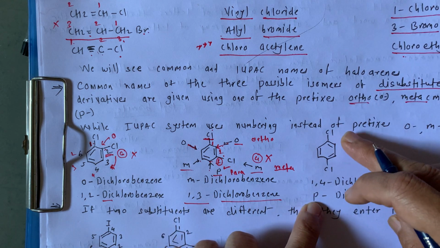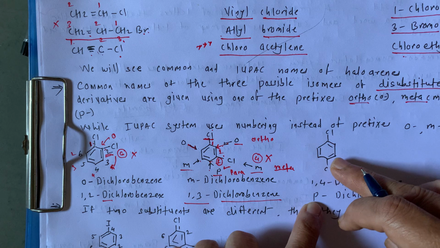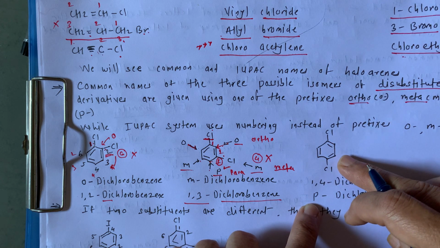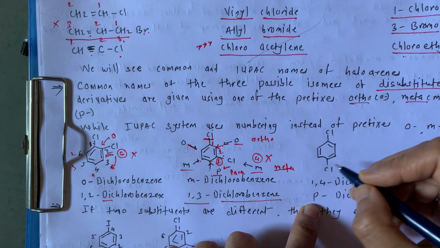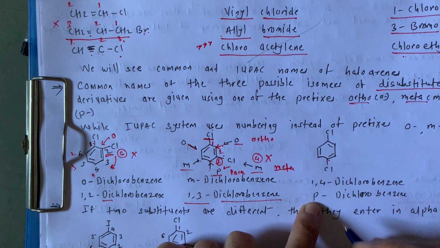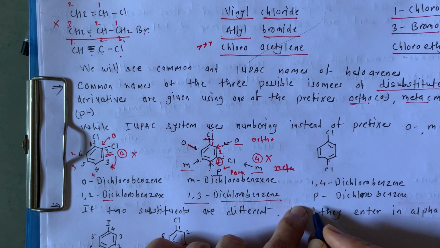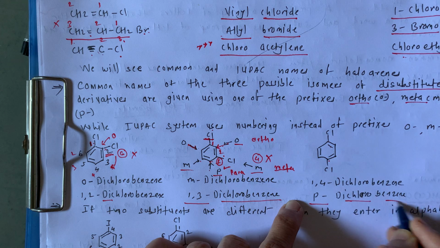Then this example is a simple, clear idea to show you which is the para position. That's why this is the example. This is our para position. And there are two chlorines, so we write here p-dichlorobenzene.